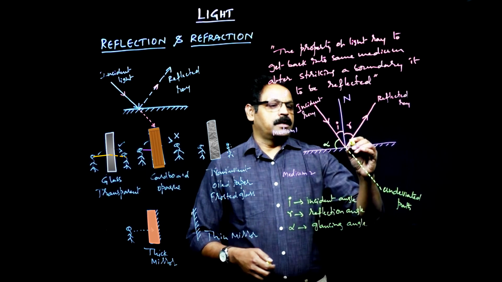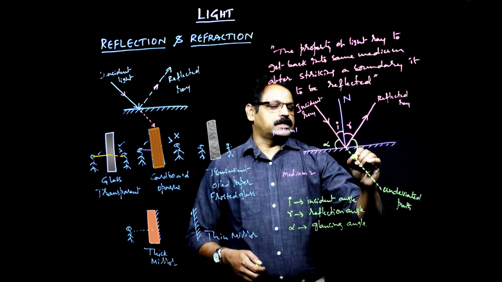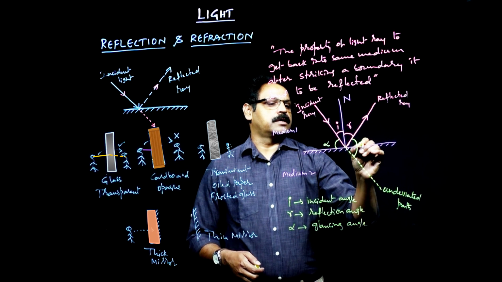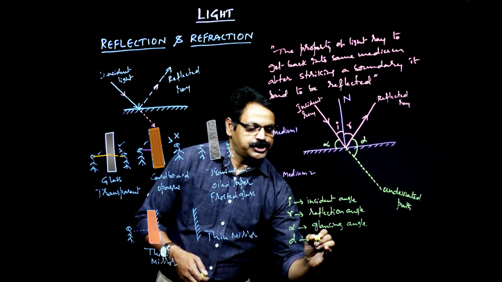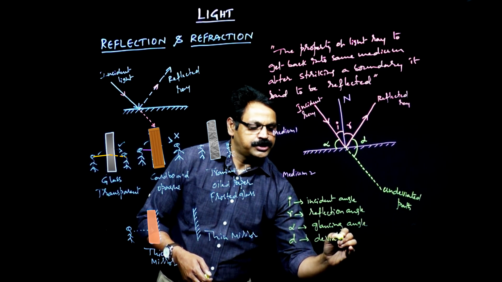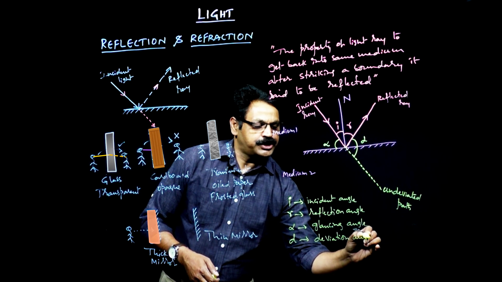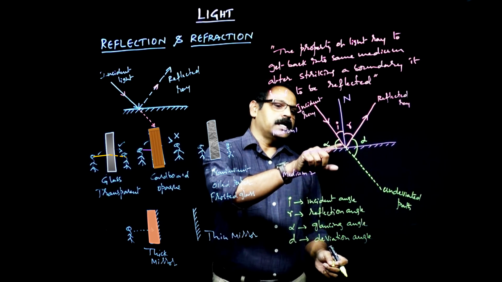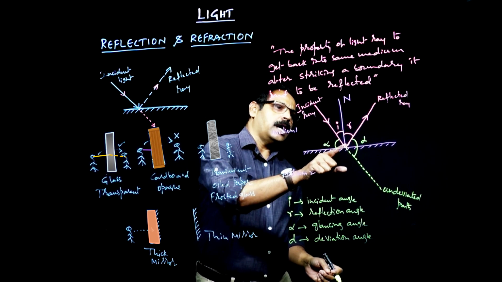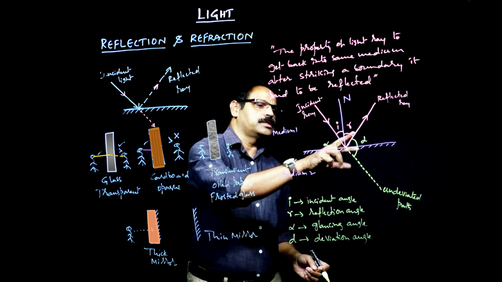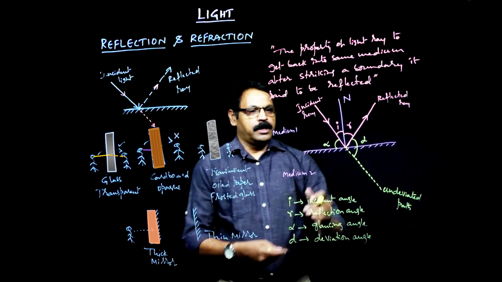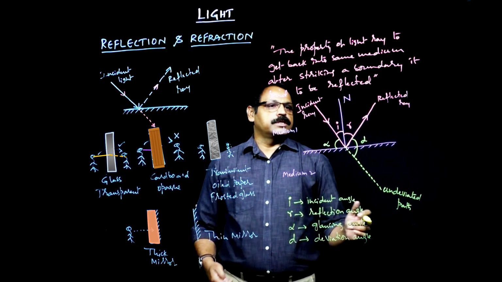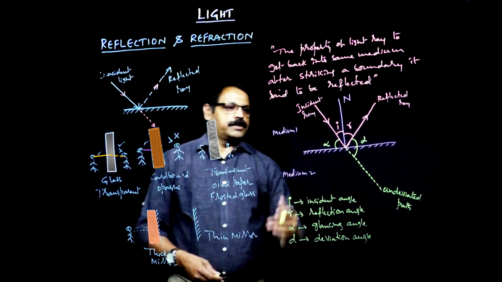And here one more angle you can consider. This is D, that is called the deviation angle. Deviation angle is nothing but the angle between the undeviated path and the reflected path. So this is the deviation angle. These are the terms you need to remember, and based on this we have to discuss the laws of reflection.